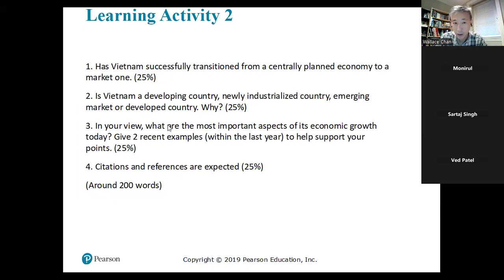In your view, what are the most important aspects of the economic growth of Vietnam today? Give 2 recent examples within the last year. When I say within the last year, I mean within year 2023, to help support your points. Because this learning activity involves research, I expect citations and references to be included.